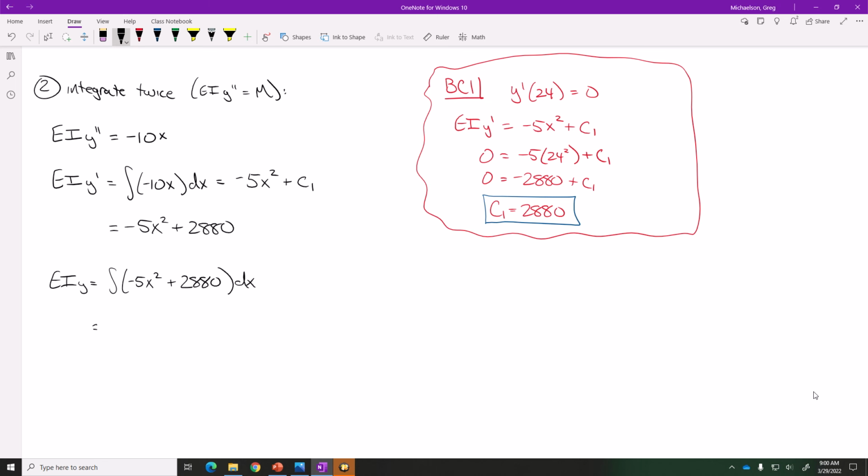So integrating twice, here's our second integral. What's the integral here? The integral of x squared is x cubed over 3. So negative 5 x cubed over 3, plus, now what do I do here? What's the integral of 2880? Yep. Plus, we'll call it C2. And now we have our second boundary condition.